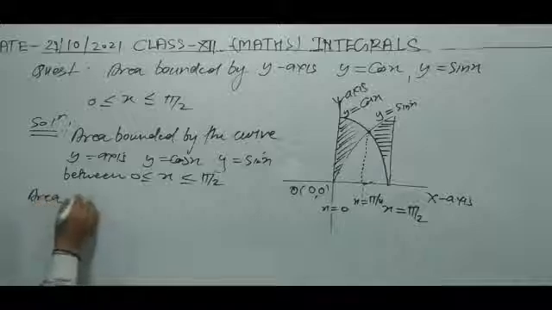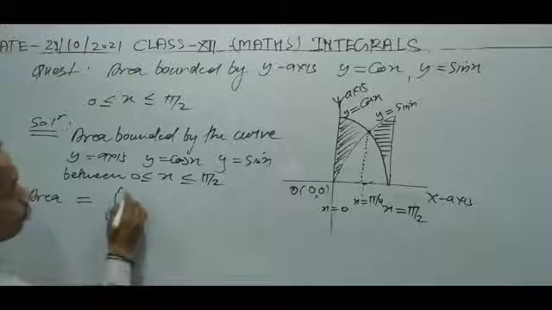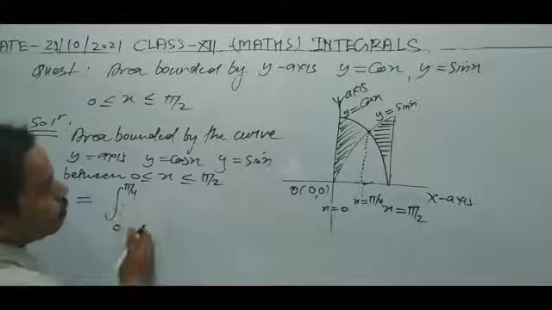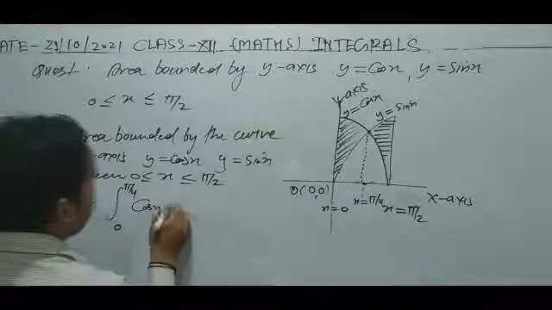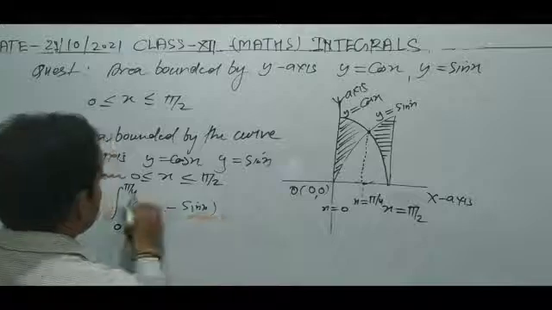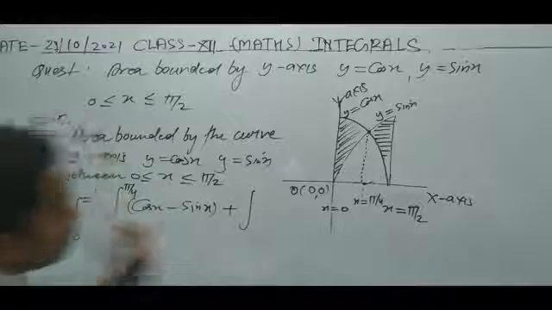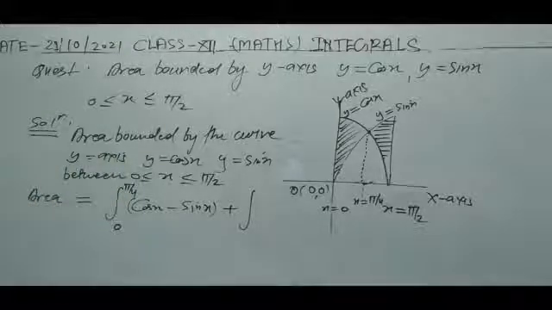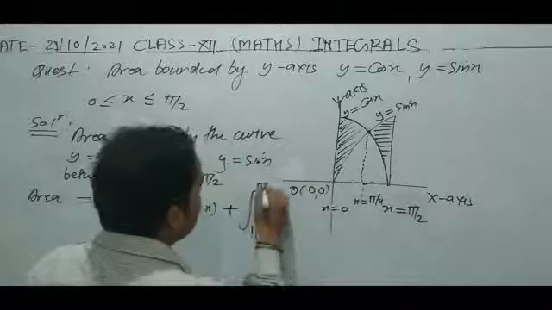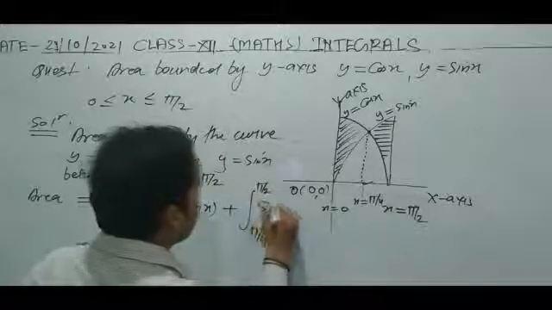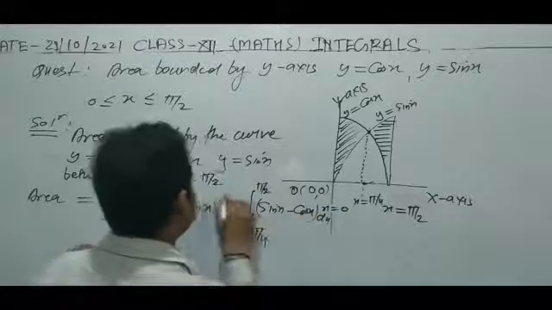That area we can write as the integration from 0 to pi by 4 of cos x area minus sin x area, and with plus sign from pi by 4 to pi by 2 of sin x minus cos x dx. This is also dx.